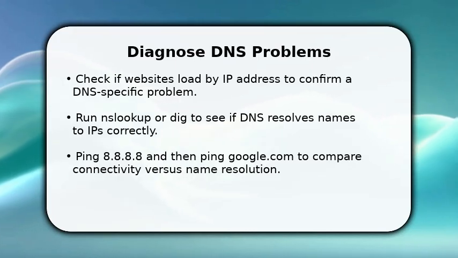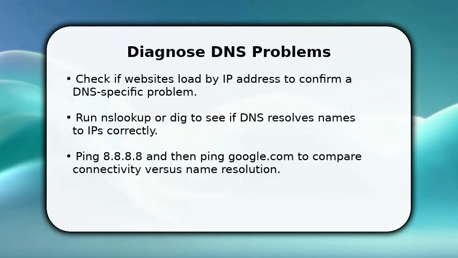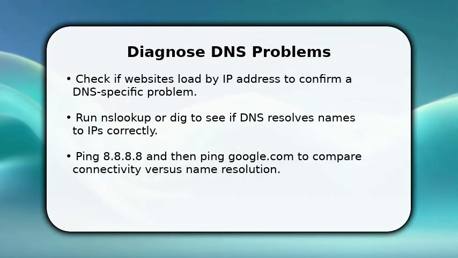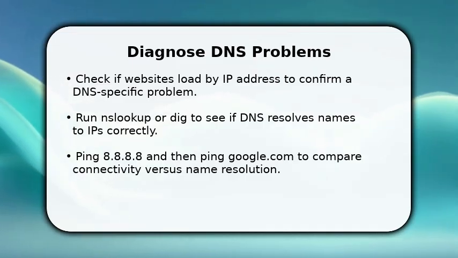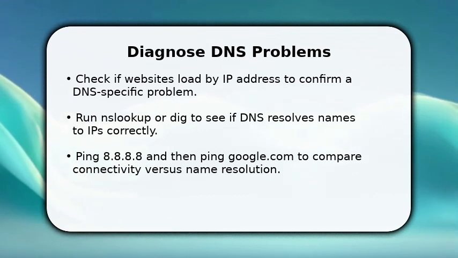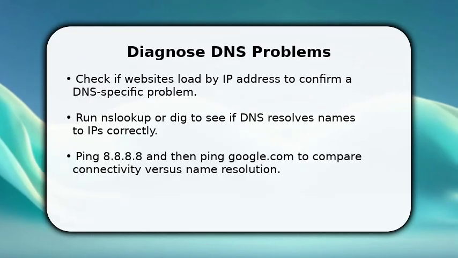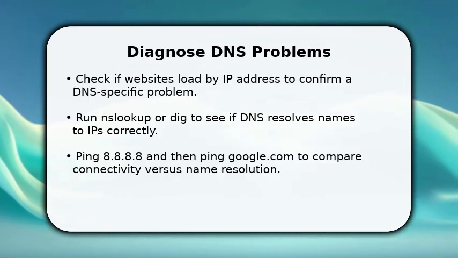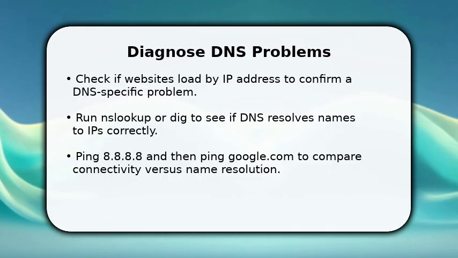Next, open a terminal or command prompt and run nslookup or dig to see if DNS resolves names to IPs correctly. Then ping 8.8.8.8 and then ping Google, to compare connectivity versus name resolution. If IP pings succeed while names fail, proceed to flush cache and change DNS settings. If both fail, check cables, Wi-Fi, and router power first.